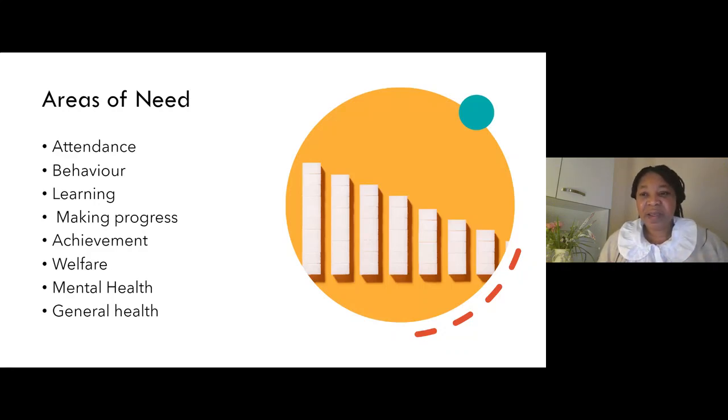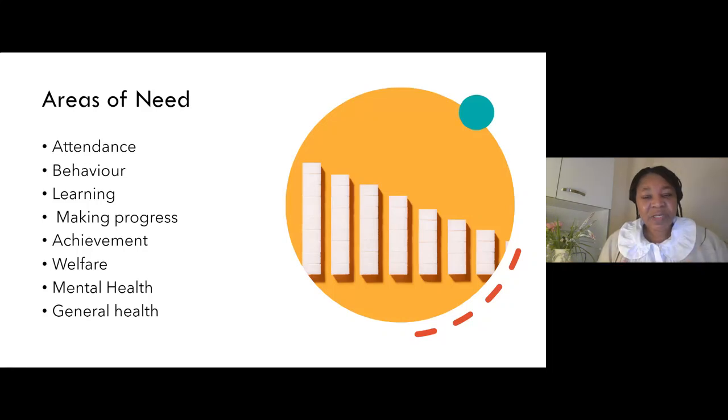Then there's mental health. A child might be in distress, and that distress can be caused by different things. It could be a broken home. It could be a parent that has been lost, through death, or maybe divorce. It could be anything. A child who is being abused, maybe at home. So we need to look at the different areas of needs.